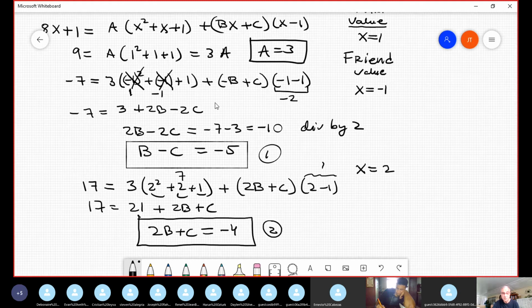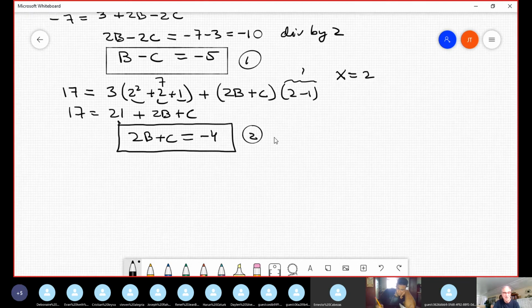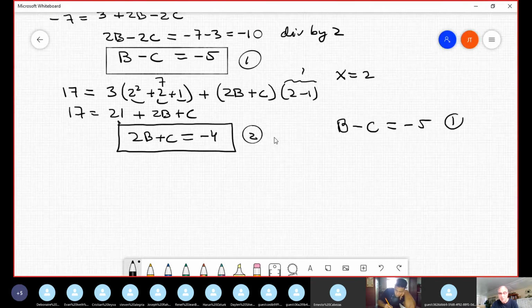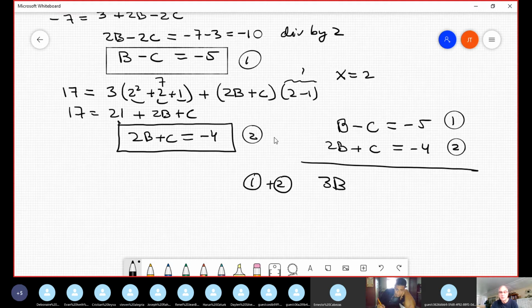Equation 2. Ready. In this case, super easy because it's 2 linear equations and 2 unknowns, que es B and C. I'm ready for elimination. B minus C is equal to -5, equation number 1. 2B plus C equals -4, equation number 2. Ready for elimination of C. 1 plus 2 is 3B. This cancels. This is -9. Divided by 3 both sides, B is -3.